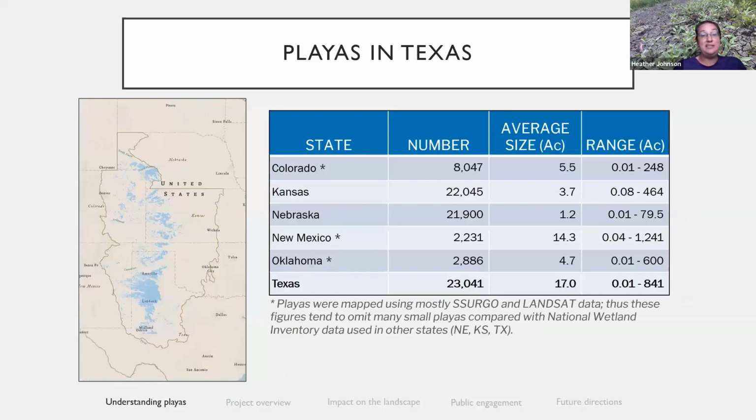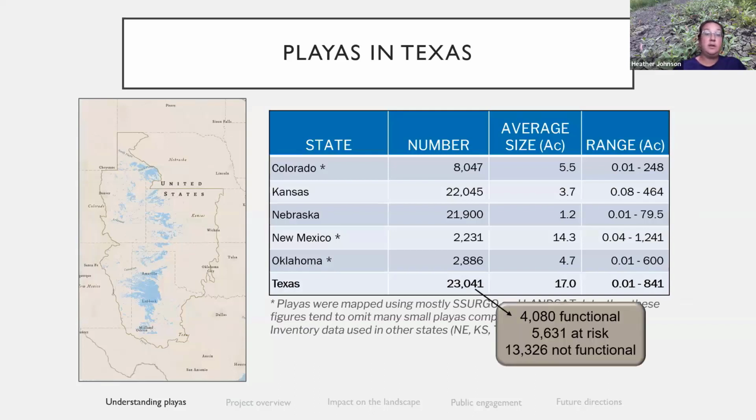True to Texan nature, we have not only the most playas of all the other states, but we also have the largest playas of all the states that have playas. But of those, only a fraction are truly functional, healthy playas. Some are what we call at risk. Those are ones that are being farmed through. They kind of are functional, but they're at risk of being sedimentized in. And then over 13,000 are completely non-functional, altered in some way so that they're not recharging properly. Vegetation's not growing properly in those and so forth.